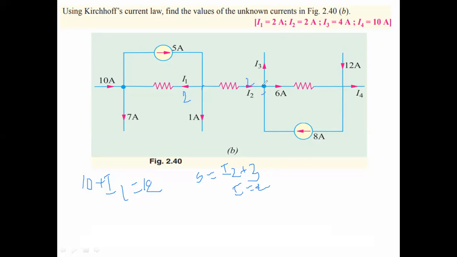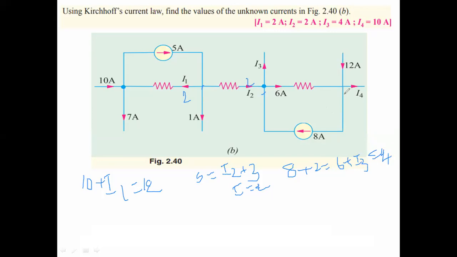For this junction, I2 is incoming, I3 is outgoing, 6 amperes is outgoing, and 8 amperes from this current source is incoming. So the incoming currents are 8 plus I2, and I2 is 2 amperes, so 10 is equal to I3 plus 6. That gives I3 as 4 amperes, 10 minus 6.